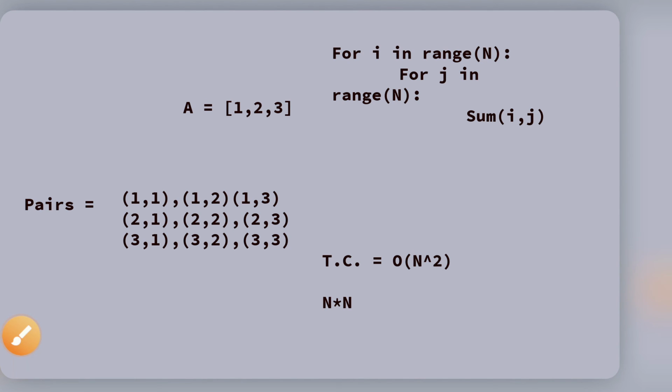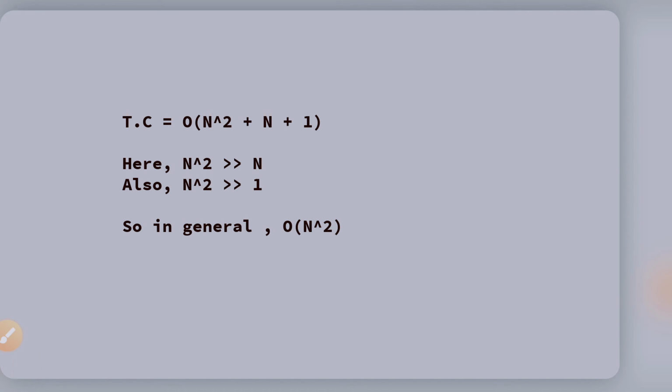In the same manner, guys, if we use another for loop, our time complexity is going to be order of n cube. That is big O of n cube, n cross n cross n. Also in some cases, the time complexity looks like this: order of n square plus n plus 1. Since we use big O notation in order to generalize our complexity representation, here also we will generalize it as follows. As we know, n square is greater than n, and also n square is greater than 1. So in general, we can write it as order of n square.